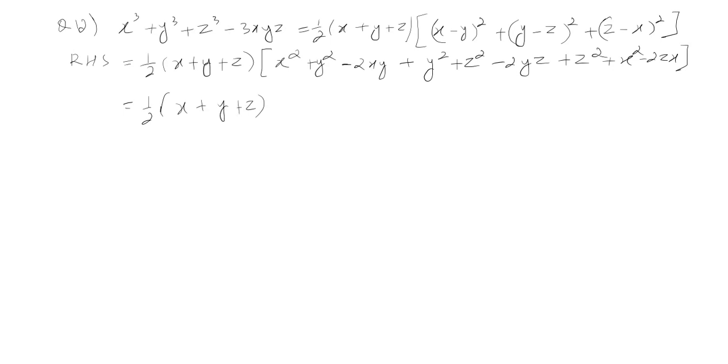The first bracket as it is. So second bracket I'll write twice x square, twice y square, twice z square, twice xy, twice yz and twice zx.